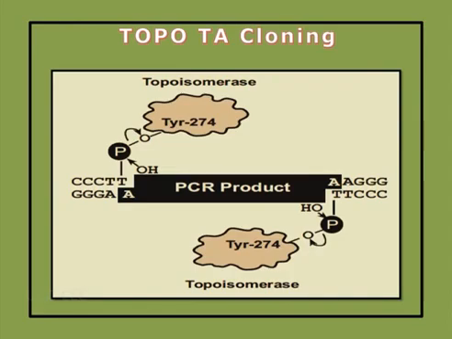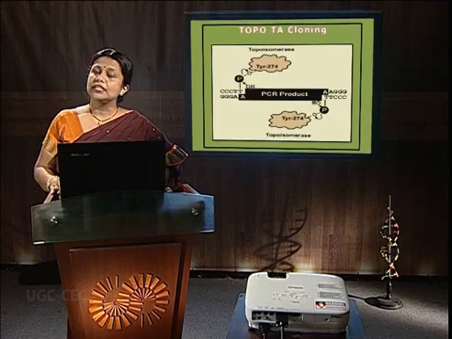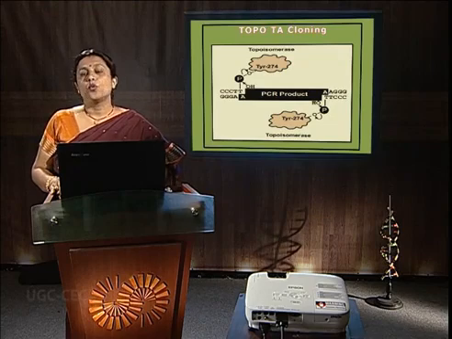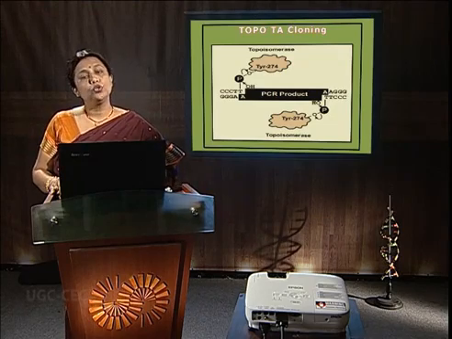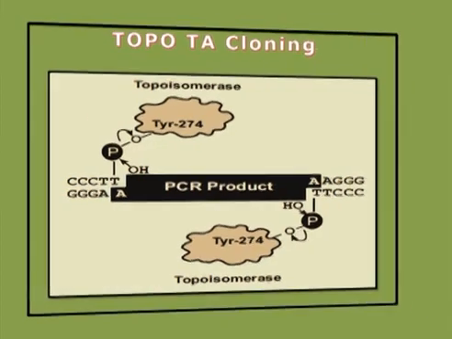What does topoisomerase do? It cleaves the phosphodiester bond, and the energy that it gets is preserved in the formation of a linkage between the OH group of the tyrosine residue present in topoisomerase and the 3' phosphate. Later on, this energy is dissipated by formation of a phosphodiester bond between the PCR product, that is our gene of interest, and the vector DNA. Finally, the topoisomerase molecule is released. So herein you can see that one enzyme is carrying out the job of two different enzymes, and we really have minimized the number of steps.